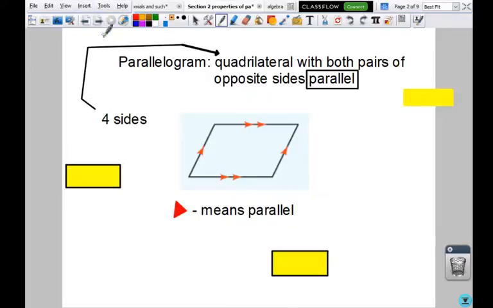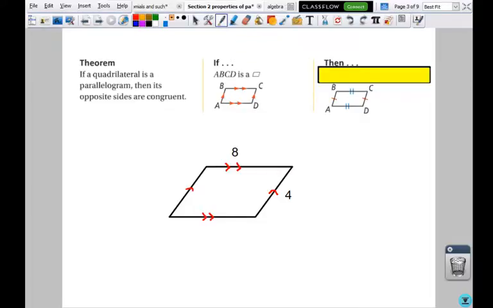Alright, and then in parallelograms we got some special stuff going on. If quadrilateral ABCD is a parallelogram, this one right here, then opposite sides are congruent. So AB is congruent to CD and BC is congruent to DA. So on this parallelogram, if the right is 4, that means so is the left. If the top is 8, so is the bottom. They equal each other.